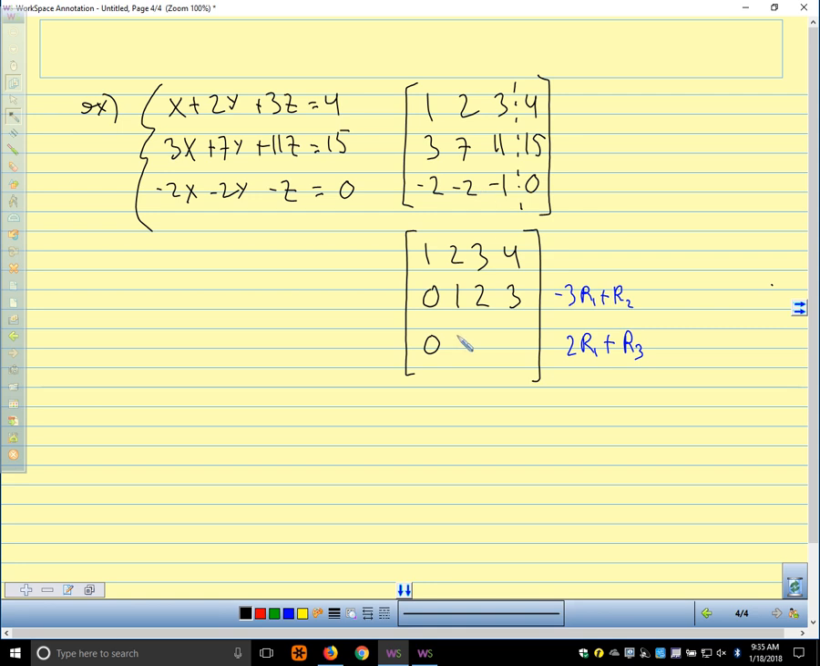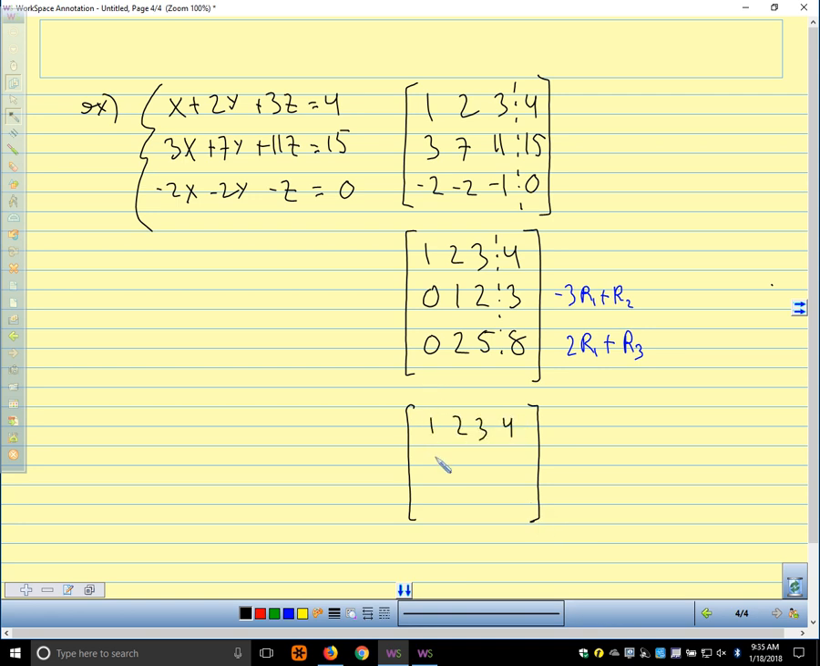4 minus 2 is 2. 6 minus 1 is 5. And 8 minus 0 is 8. So that's my new matrix. And now I'm going to use the second and third row to get rid of that 2, because I want these two both to be 0. So let me write my new third matrix, my row equivalent matrix.